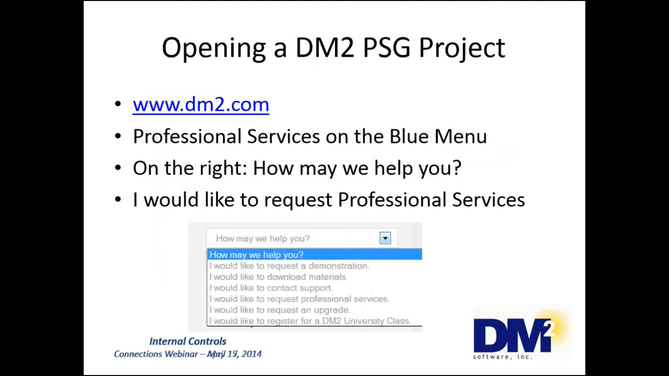Several times we had mentioned opening or contacting a professional services department. So I thought I would just include a screenshot here that would show how to do that. If you go out to our website, www.dm2.com, you'll see professional services as an option on the blue menu. Once you've selected this, on the right, there's the section called How May We Help You, as you see on the screen here. And then if you select I would like to request professional services, it'll lead you through a questionnaire to help us best help you.